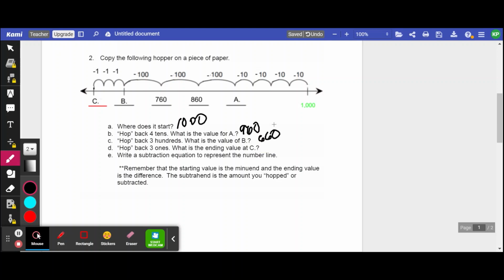And then the value of C takes off 3 ones. So if you're at 660, you would have 659, 658, 657. Okay, so the equation here again is going to start with the minuend, which was our starting point, which is 1,000, minus whatever you hopped. So here we hopped 3 hundreds, then 40, and then 3 ones. So we hopped 343, and it ended at our finishing spot right there at C, which was 657.